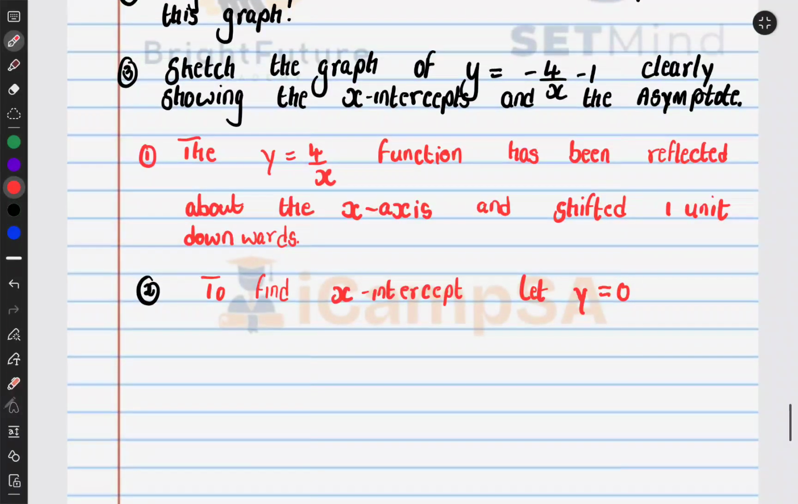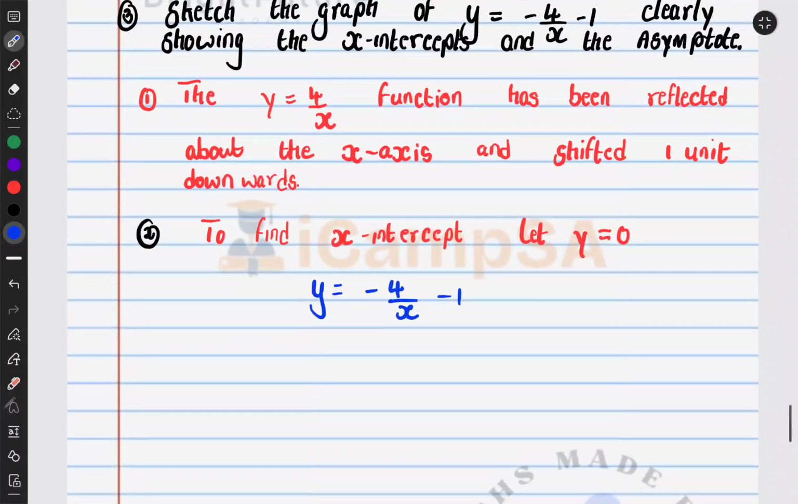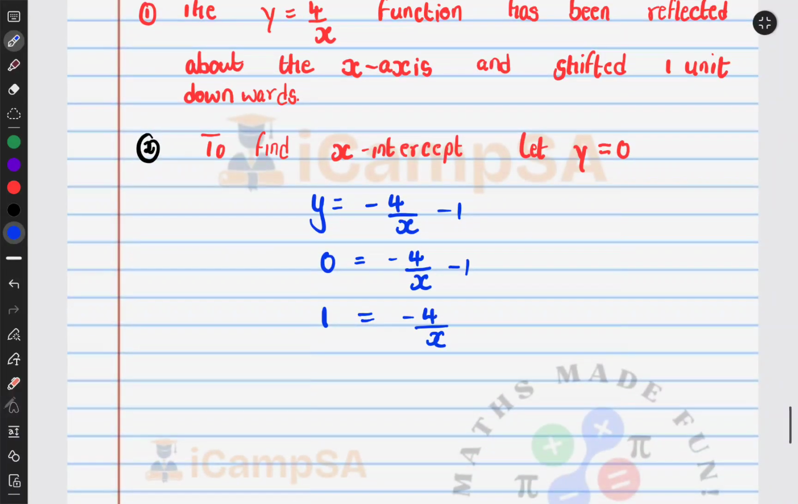So our function is y is equal to negative 4 over x minus 1. We equate y to 0. This is equal to negative 4 over x minus 1. Put the 1 on the other side. We're going to have 1 equal to negative 4 over x, and therefore x is equal to negative 4. That is your x-intercept.